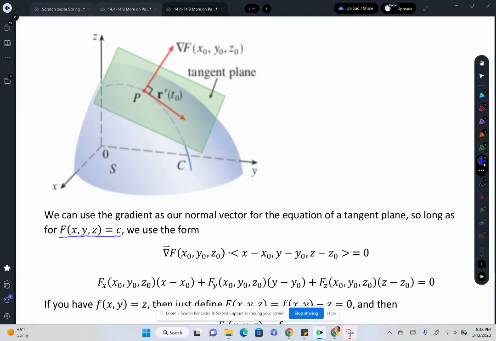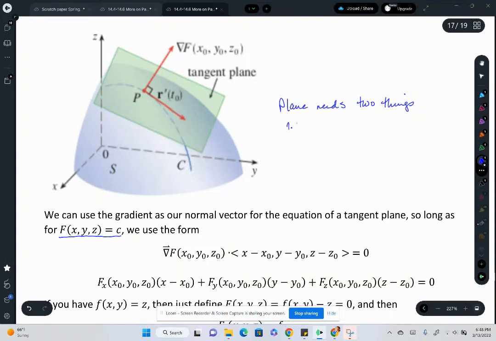Remember, a plane always needs a normal vector. So a plane needs two things. One is the normal vector, and fortunately for us, that's always going to equal the gradient vector. Okay, I'll do gradient of big F. And then it needs a point, x naught, y naught, z naught.